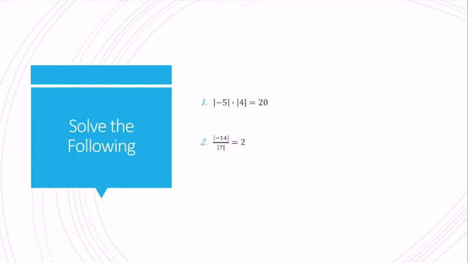Let's go ahead and solve a few problems with absolute value. So I need to simplify my absolute values first. This would give me 5 times 4, which is 20. Negative 14 over the absolute value of 7, that gives me negative 14 over 7, which is just negative 2.